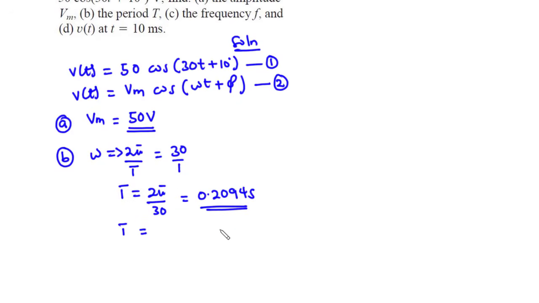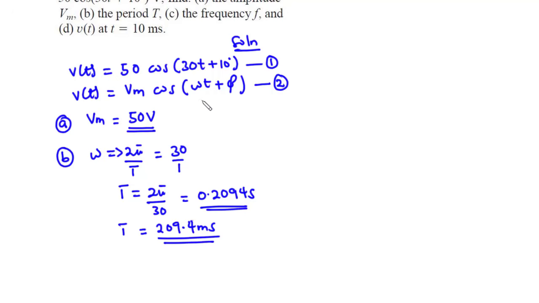Now let's leave our answer in milliseconds. So to do so, we are basically going to move 3 decimal places to the right. So we have 1, 2, 3. Therefore, the period t is equal to 209.4 milliseconds.